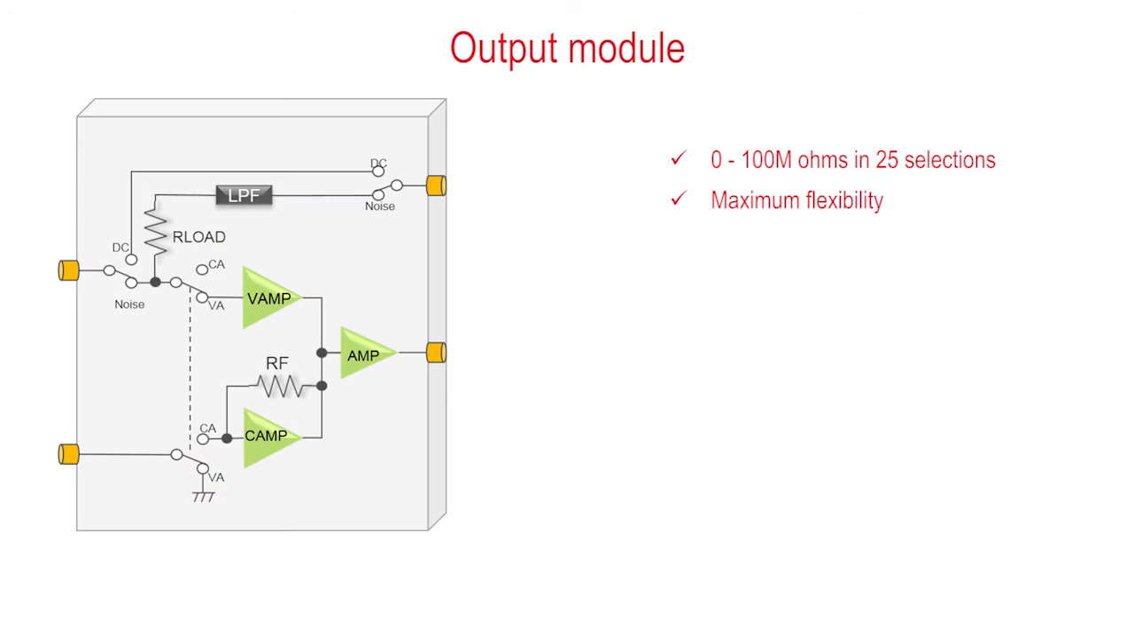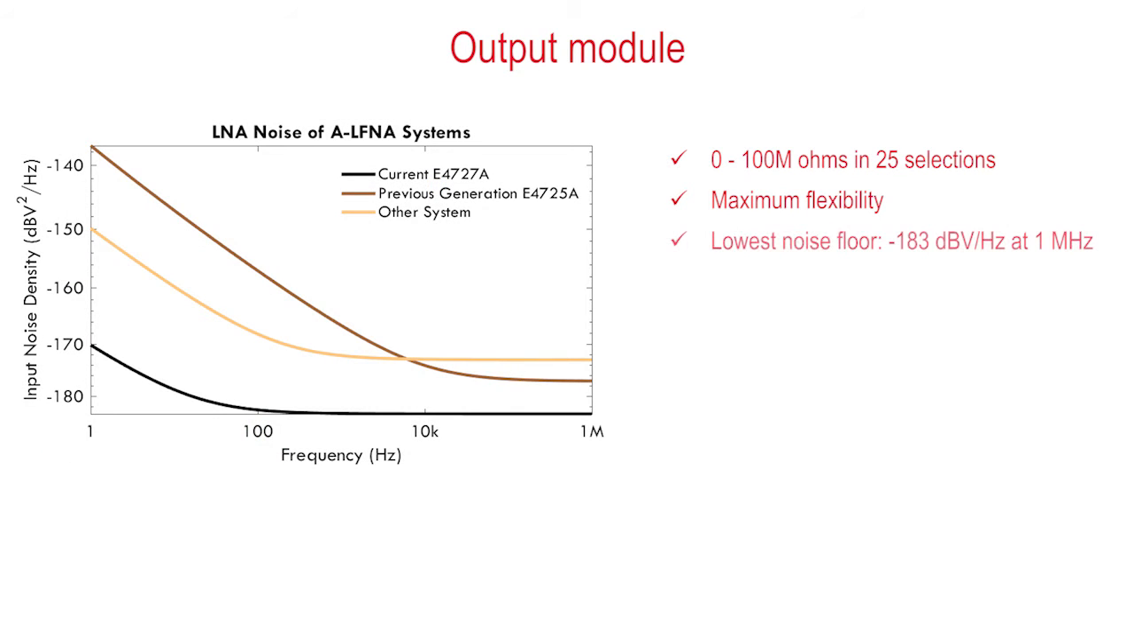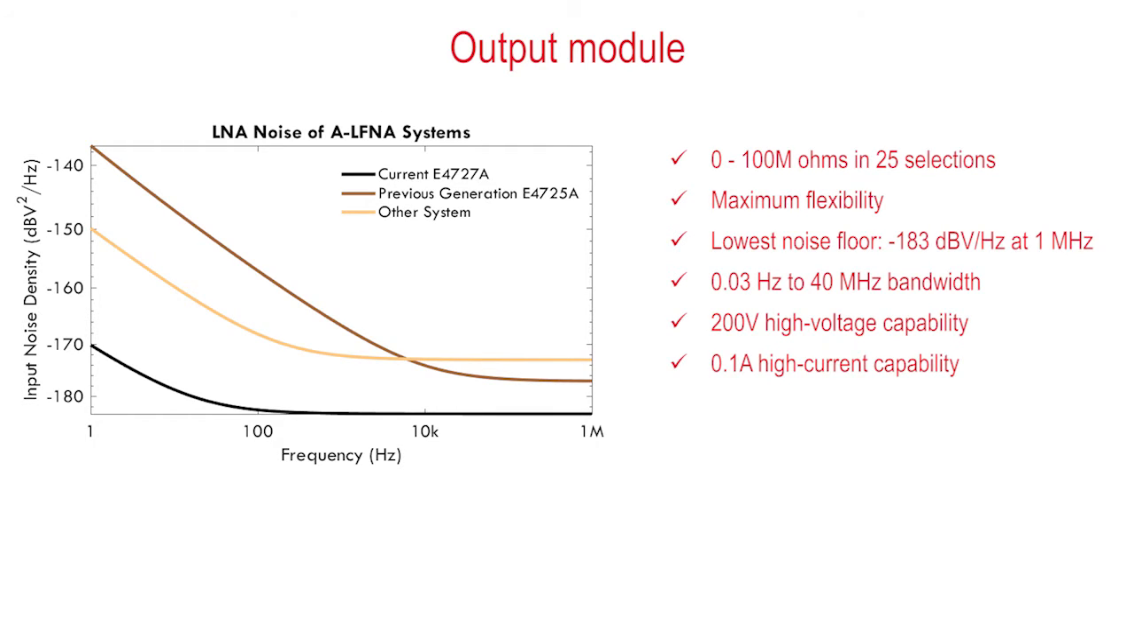The output module is equipped with three custom-designed state-of-the-art voltage low-noise amplifiers and one transimpedance low-noise amplifier that provide the lowest noise floor, the widest bandwidth from 0.03 Hz all the way to 40 MHz, 200 volt high voltage capability, 0.1 ampere high current capability, and 10 watt high power capability.